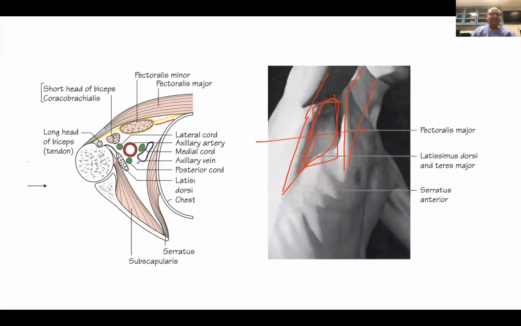And what are the contents? Axilla has artery, vein, nerve. What nerves? These are the cords. You can see that. Why do we call them medial? Because it's medial, towards the body, away from the body. So it's lateral. Posterior to my artery is the posterior cord.